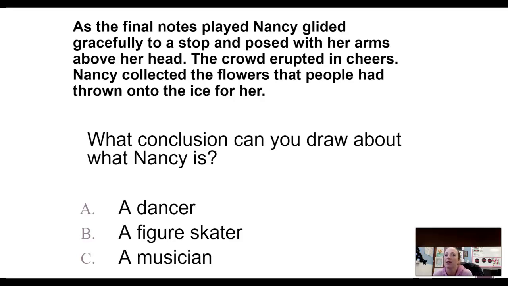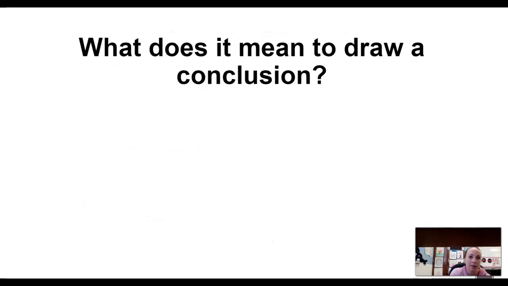The biggest clue here is the ice. Ice is a huge clue to what this one's going to be. So the answer is a figure skater. Figure skaters are people who skate on ice. All right, let's do another one.